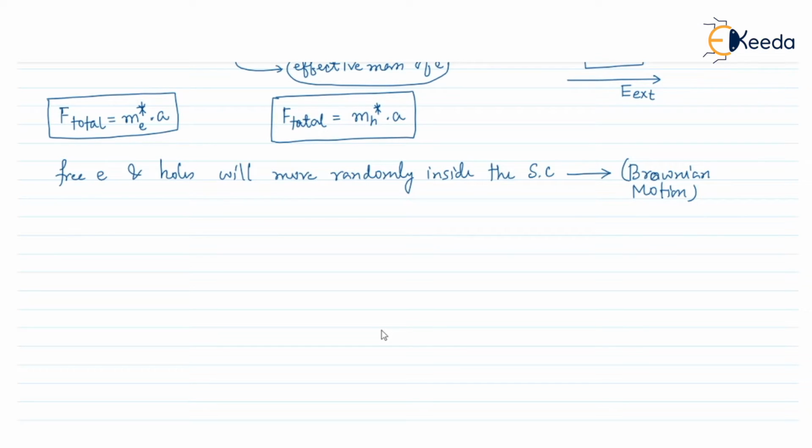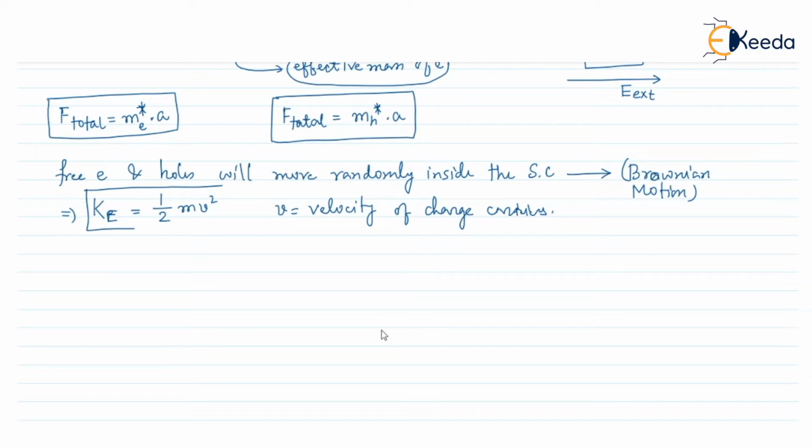Since they are moving, they must have some kinetic energy. Let us denote the kinetic energy as KE. The kinetic energy equation I can write as half m v square, where v is the velocity of the particle or the velocity of the charge carriers. So the charge carriers moving randomly inside the semiconductor have kinetic energy, which is half m v square.